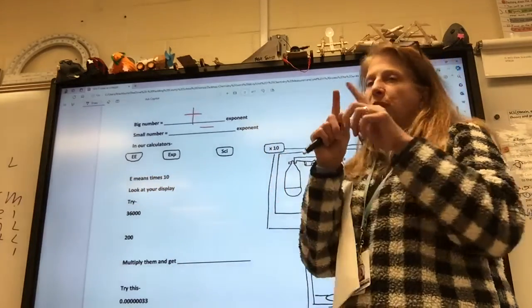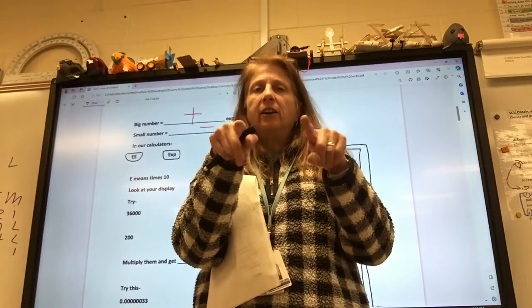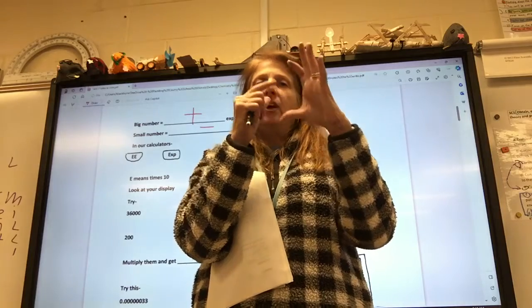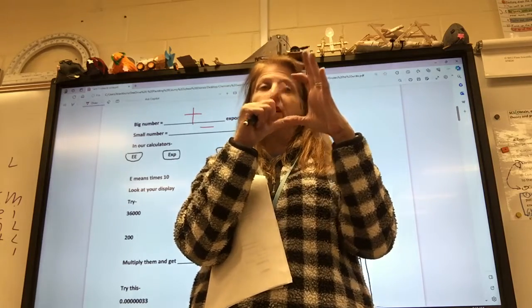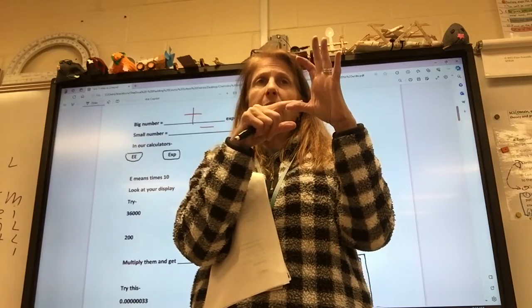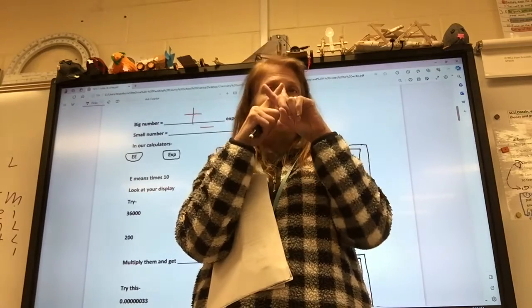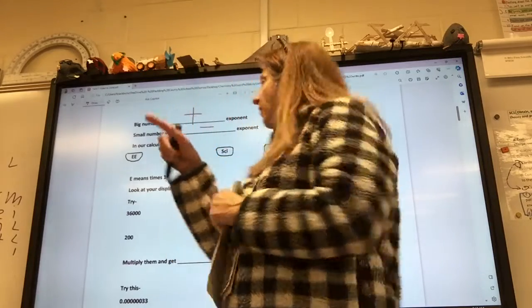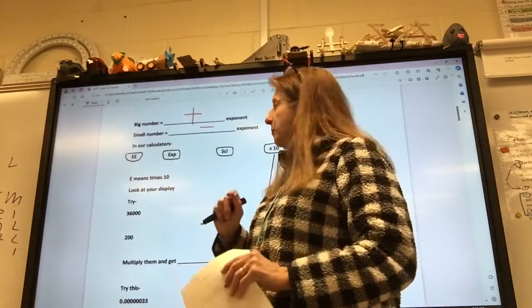When calculators were new, they could only do things on a rectangle cut in half. So a rectangle cut in half was an 8, a rectangle was a 0. You understand how the display worked? It couldn't do an X, but it could do the letter E for exponent. So that's why E means times 10.